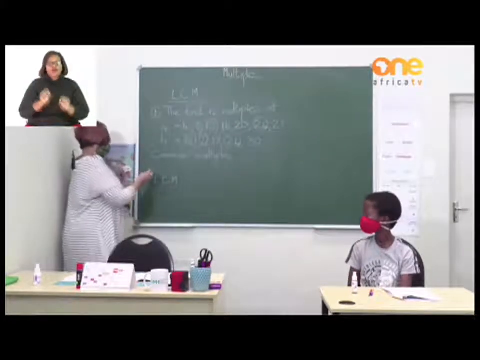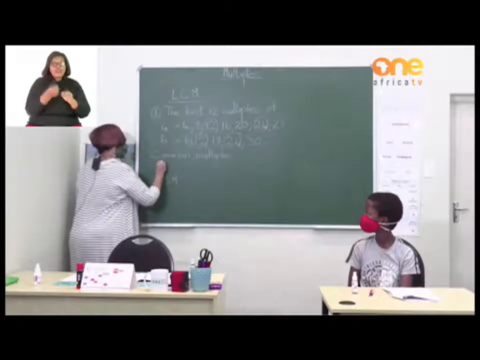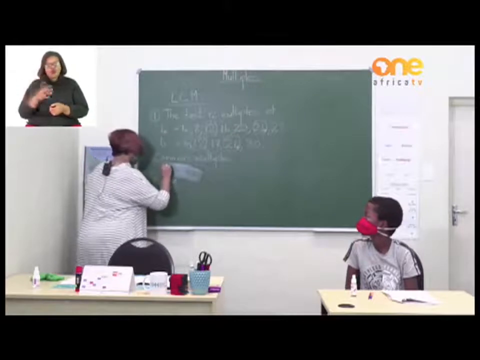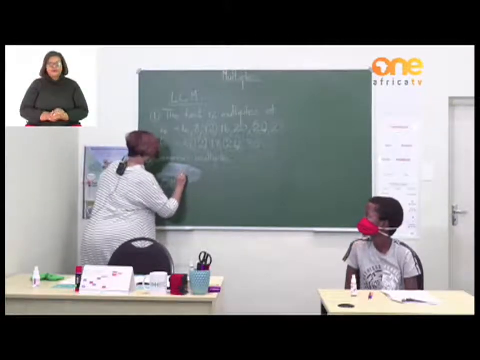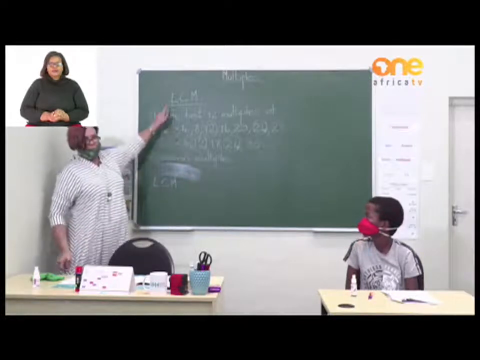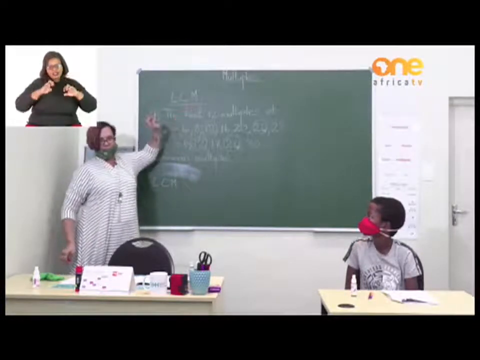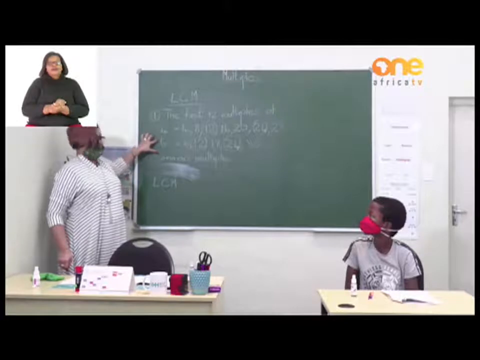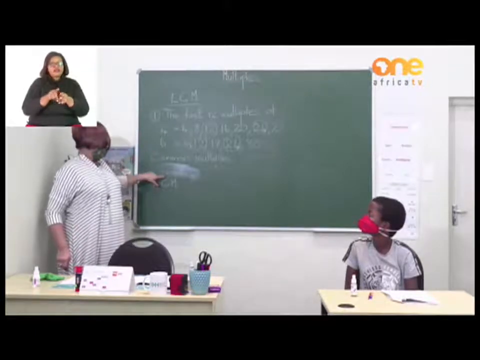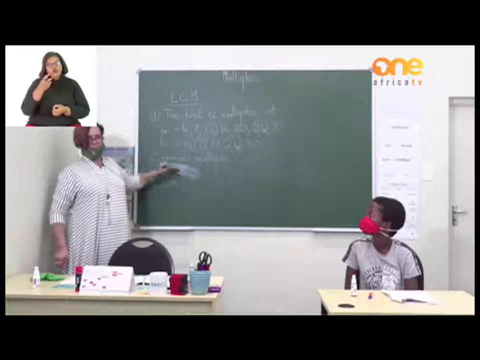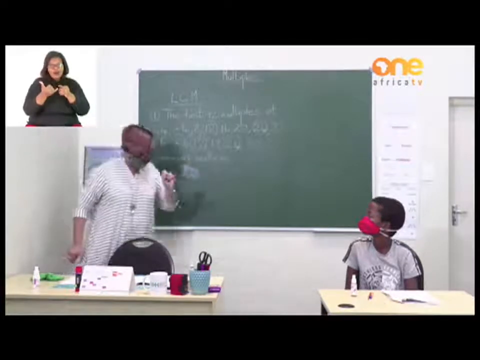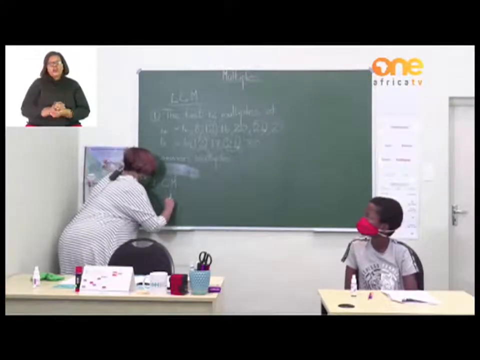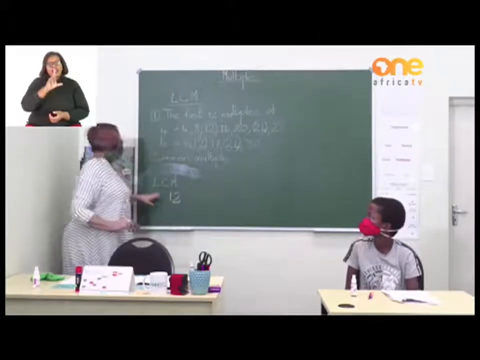Right. So the common multiples in these two sets are 12 and 24. Now we have to find the LCM. LCM, L is for lowest. So we found the multiples of 4 and 6. We have found the common multiples. So now we have to find the lowest. Can you tell me which number is the lowest of these two numbers? 12. So our LCM is 12.